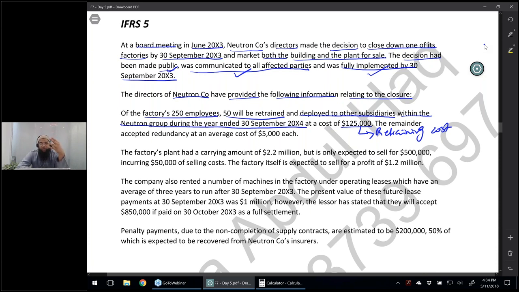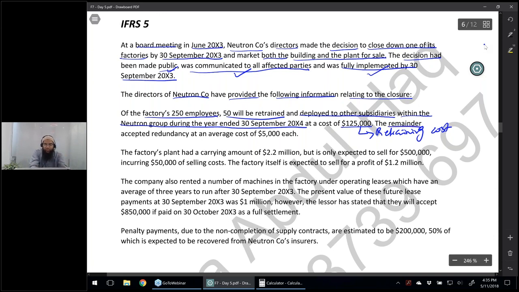So we can say when we are closing down a business, there are four impacts. We may cancel some contracts for which we are going to record a provision. We may make some of the employees redundant, for which we are going to make a provision. We may retrain some of the employees and we may relocate some of the employees. But retraining and relocation costs are not created as a provision. Only contract termination and redundancy are made as a provision.